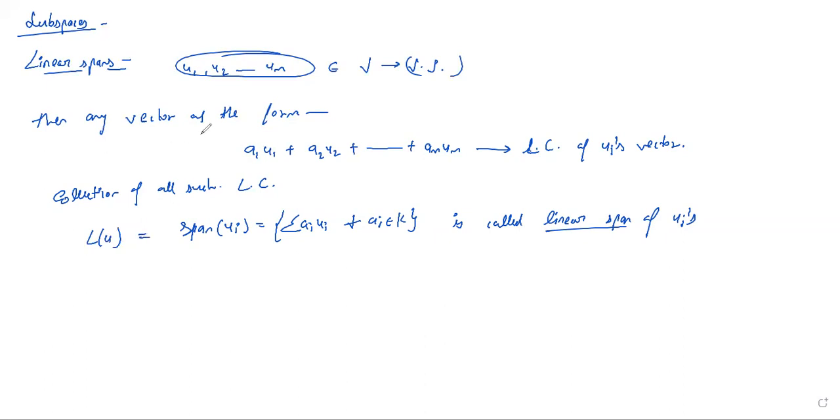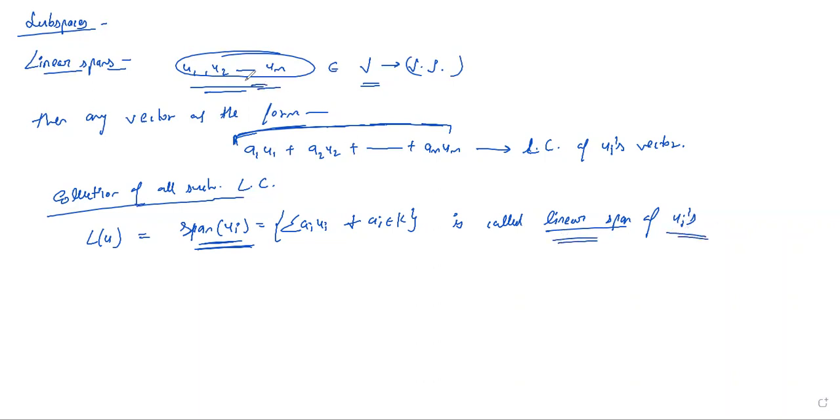Okay, so what are linear spans? If I have a set of vectors u1, u2 to um, which belongs to V, which is our vector space, then all possible linear combinations are called the span of ui. So when we take all the linear combinations, it is called the span of these vectors ui's. This is our linear span.